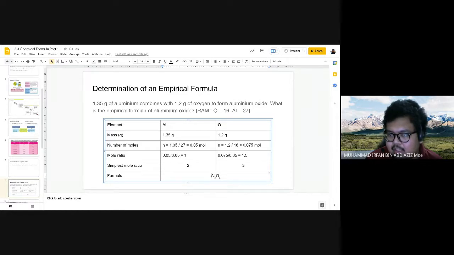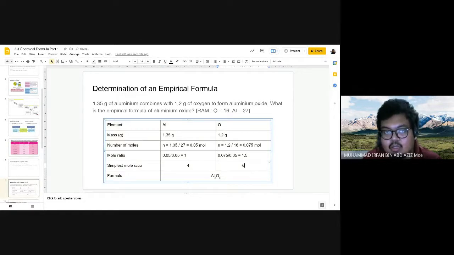Say here 6, and then you will get 6 times 1.5. 1 times 1.5, okay, sorry. We can multiply by 4. What happens if we multiply by 4? You will get 4 and you get 6. But it is not the simplest, because we can simplify it by dividing by the smallest, 2, and then we get 2 and 3. After 2 and 3 we cannot simplify anymore, that is the smallest.